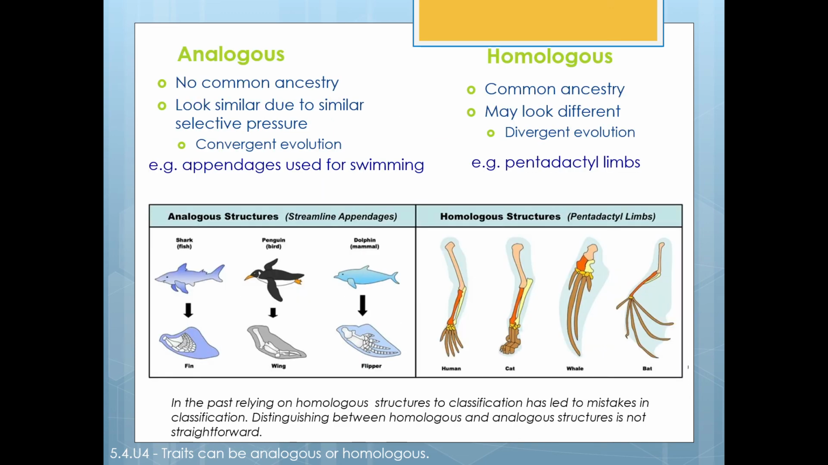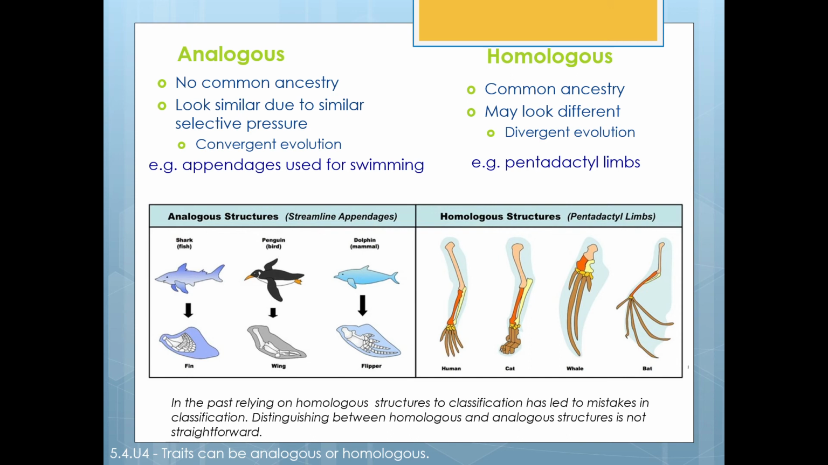Here, you've got once more a comparison of homologous and analogous structures. Analogous structures have no common ancestry, while homologous ones do. Analogous structures look similar because they were affected by the same selective pressure, while homologous structures were affected by different selective pressure, so they look different. The type of evolution shaping different structures into similar looks gradually is called convergent evolution, while the evolution which splits structures and from the one common template creates different things is called divergent evolution.